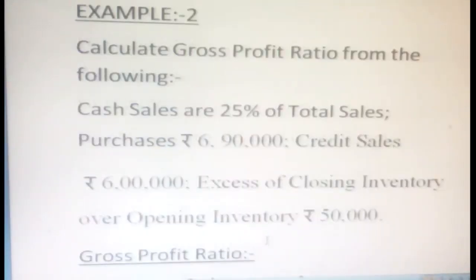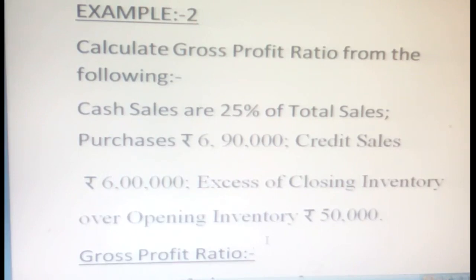The given cash sales are 25% of total sales. Okay, purchases 6 lakh 90,000. Then credit sales they given 6 lakhs. Then excess of closing inventory over opening inventory 50,000. Okay, so these are the 4 pieces of information they given.